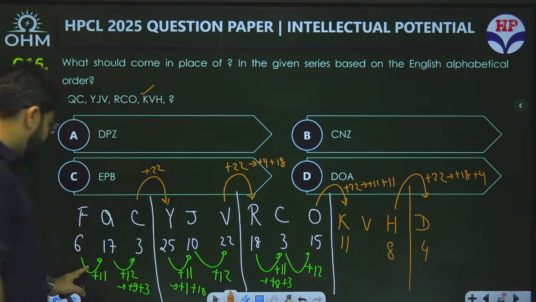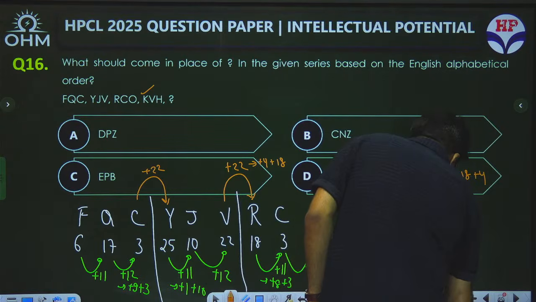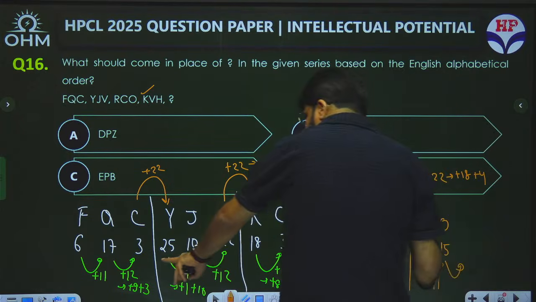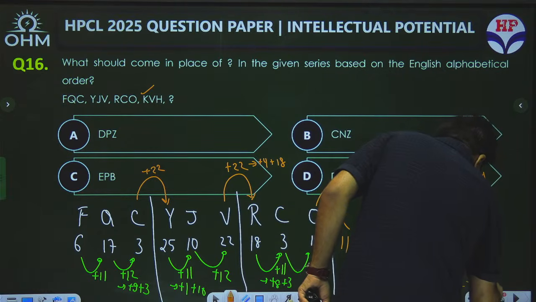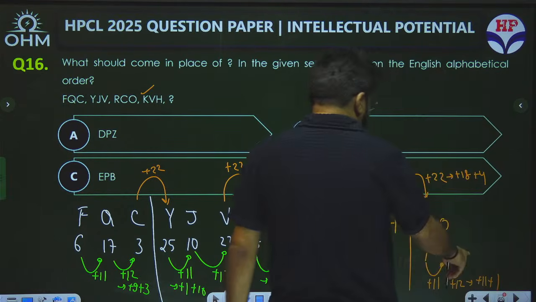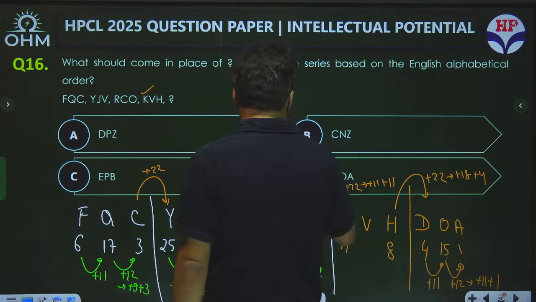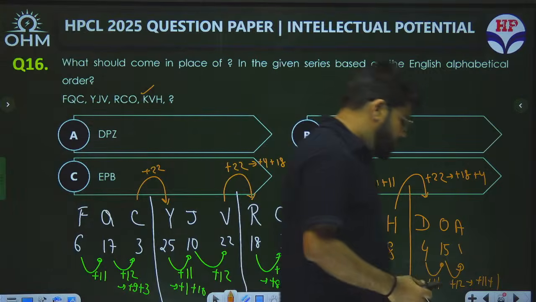Now the internal logic, plus 11, plus 12. So 4 plus 11 is how much? 15. 15th letter is O. And then how much? Next is plus 12. But it has to be broken as plus 11 and plus 1, because after 11 Z will come and then 1 will come. First letter is A. DOA. Option number D.